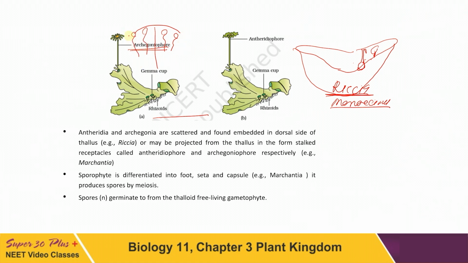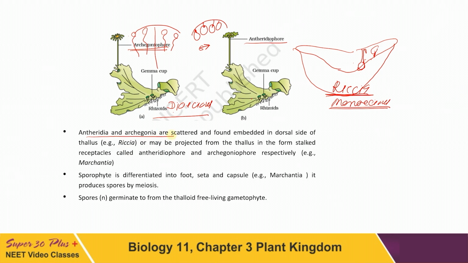downward, will be formed. In the same way, in case of male, there will be an antheridiophore, a stalk, and on it club-shaped structures, antheridia, will be formed, which will make the male gametes. Here, important: Riccia is monoecious, while Marchantia is dioecious, right?